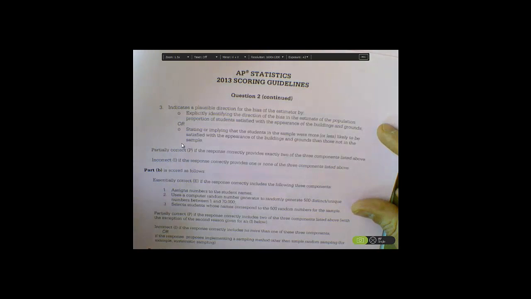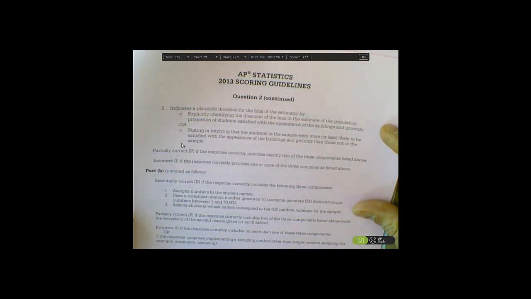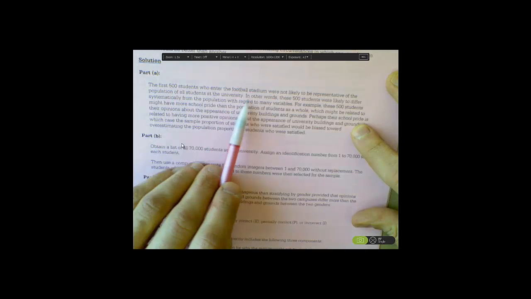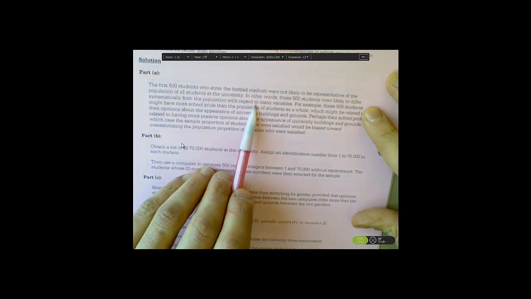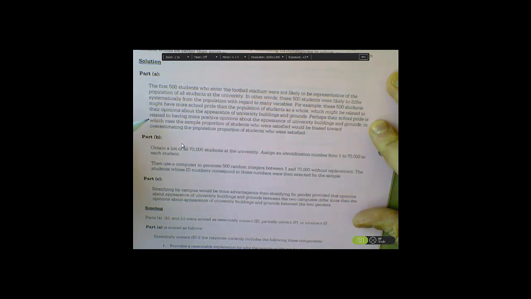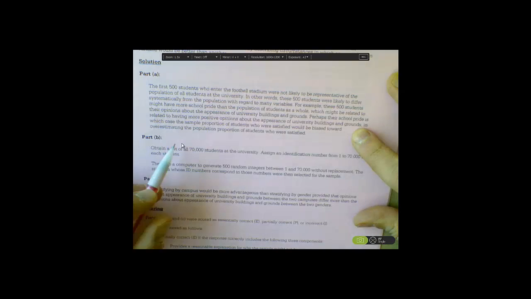Okay? So it says identifying the direction of the bias. Too high, too low, they're more or less likely to be satisfied with the appearance of the building. So in their model solution, they said they're differing from the rest of the population with regard to too many variables. They may have more school pride, so that may be related to their opinion. So they have a very positive opinion on things. So it's overestimating. Here's the key word, overestimating your population proportion.